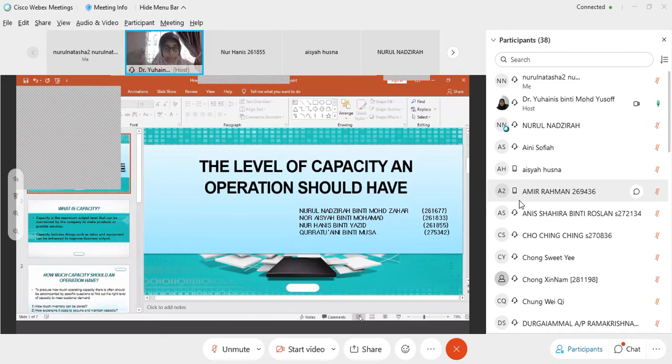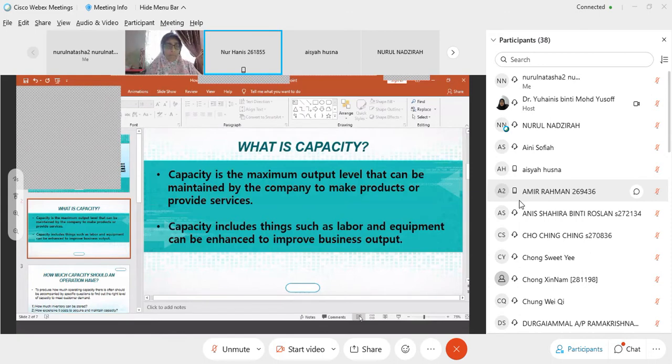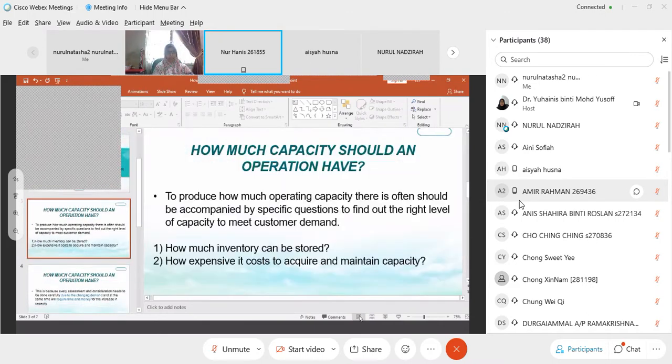Alright, please proceed. So first, for your information, capacity is the maximum level that can be maintained by the company to make product or service and include all things such as labor and equipment. For the question of how much capacity should operation have, first thing first, we have to find out the right level of the capacity to meet the customer demand, which is how much inventory can be stored and how expensive it costs to acquire and maintain capacity.